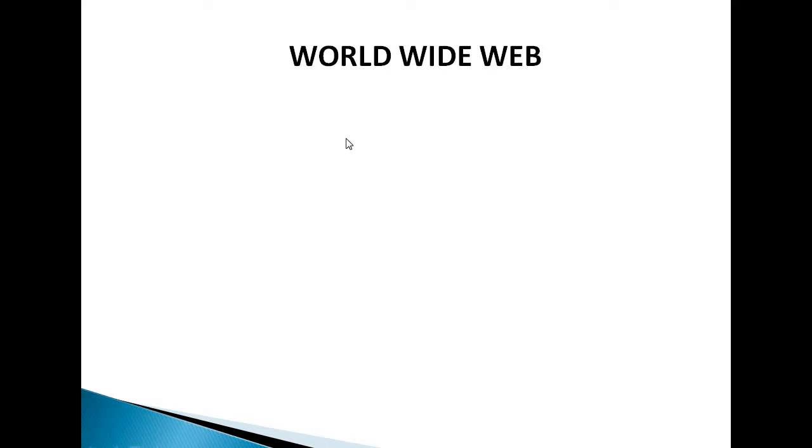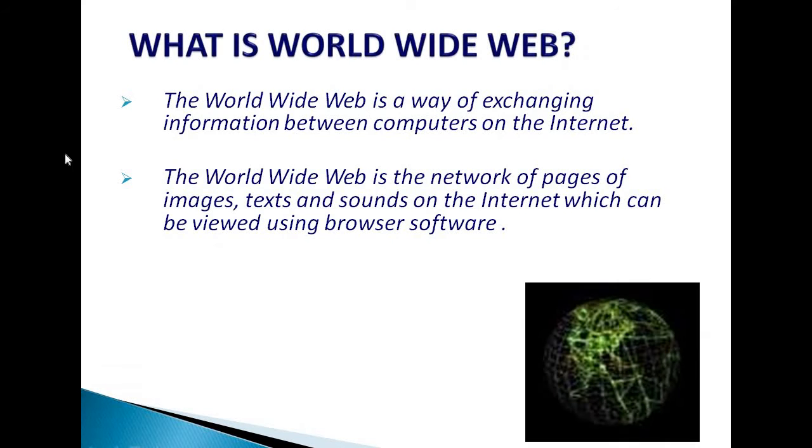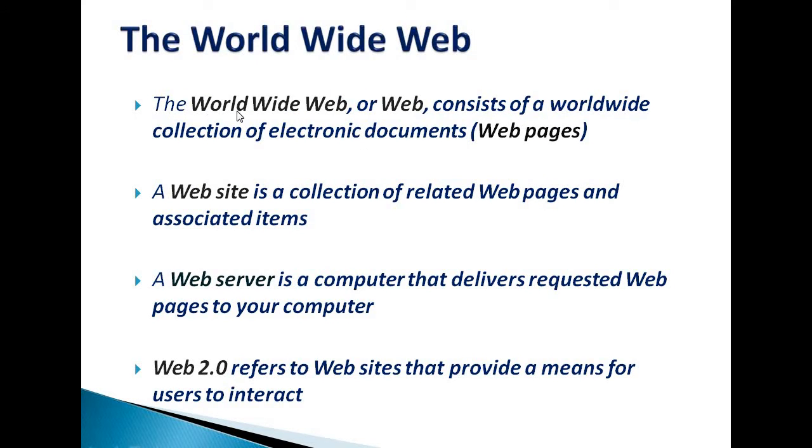So here the term is World Wide Web, that is W3 or web. World Wide Web is also known as web or W3. So let's start. What is World Wide Web? The World Wide Web is a way of exchanging information between computers on the internet. It is a network of pages of images, text and sounds on the internet which can be viewed using browser software.